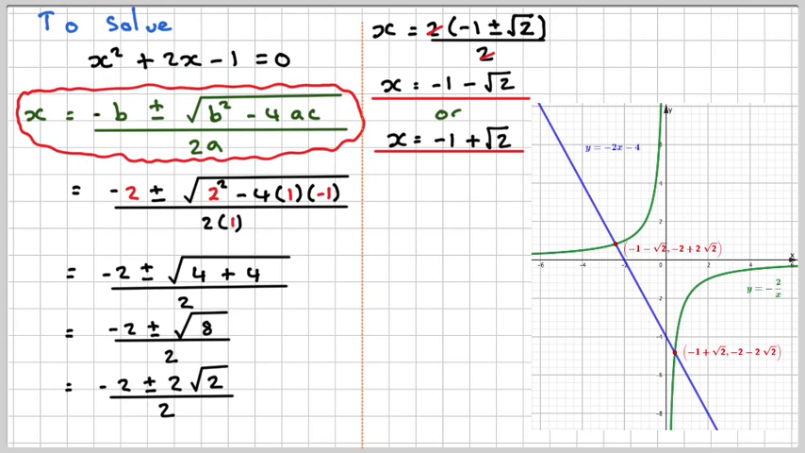Okay, so this has been a video to show you how to sketch two curves and to use the quadratic formula to find the point of intersection.